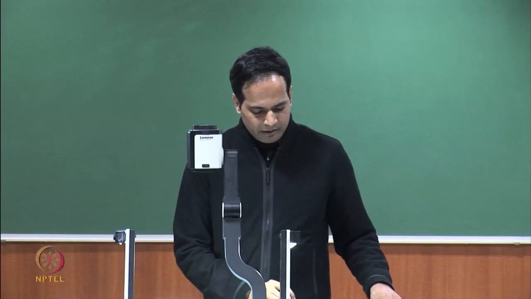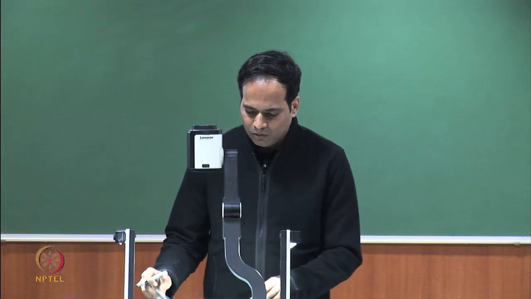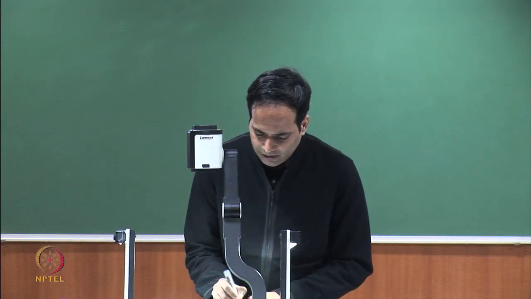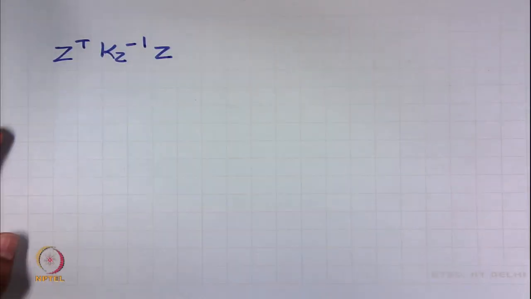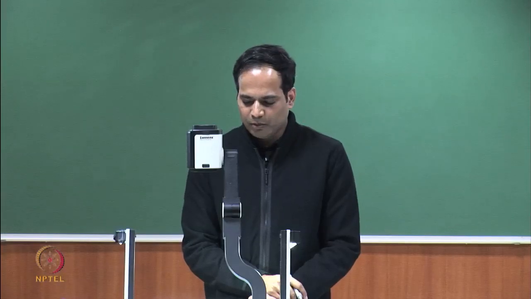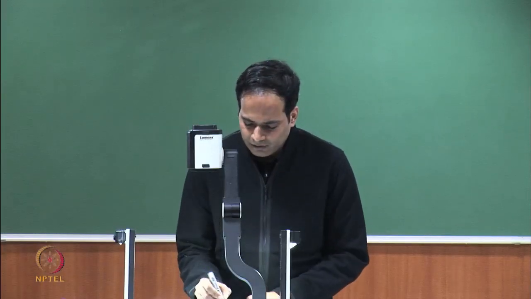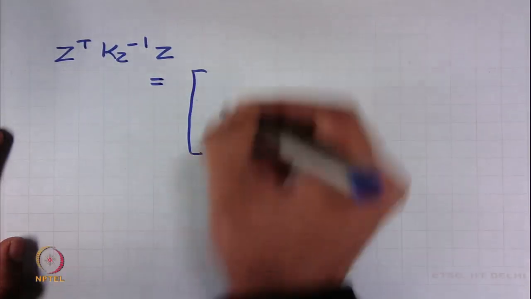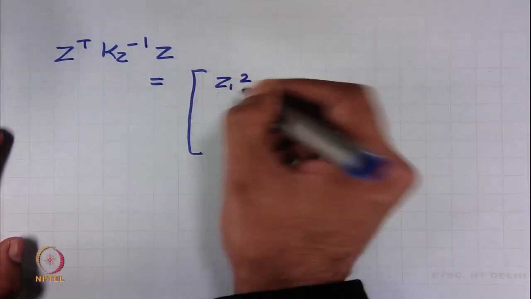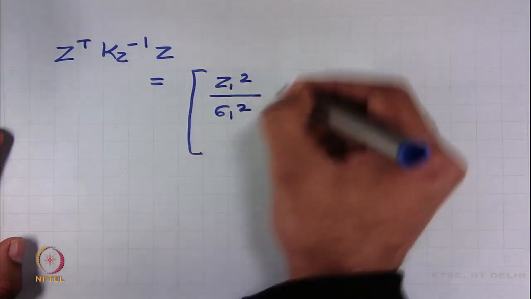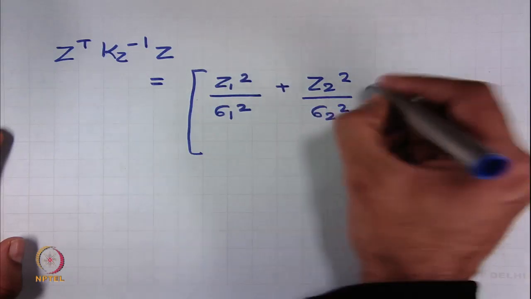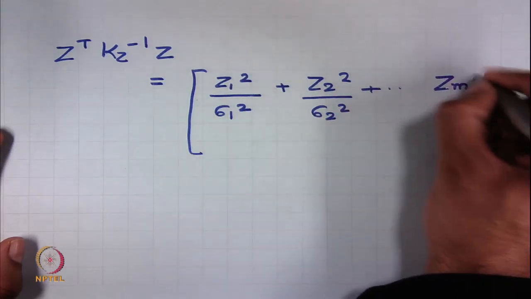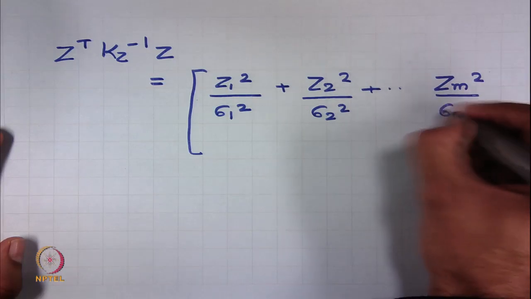Let us now see what Z transpose Kz inverse times Z is. I will not derive this, I leave the derivation to you because it is quite straightforward. This will be Z1 square by sigma 1 square plus Z2 square by sigma 2 square, up to Zm square by sigma m square.